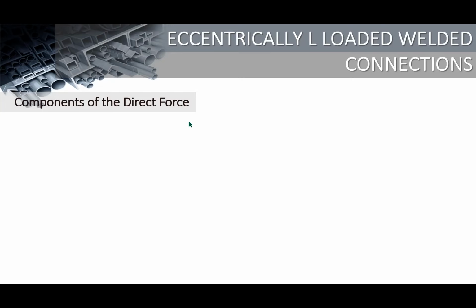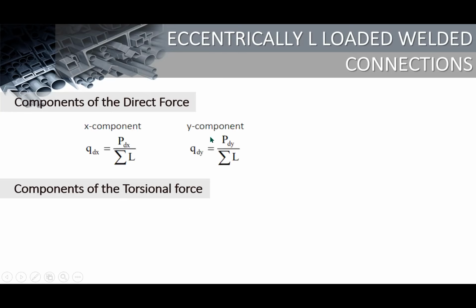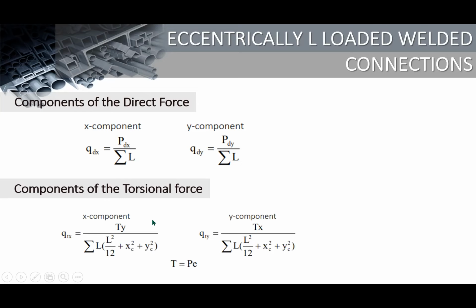Okay, so the first is the components of the direct force, or the effect of the force directly on the connection. We also have the components of the torsional force, or the moment created when we have an eccentric distance. So here, for the value of Q dx, again, this is Q, not P. In terms of force per unit length, the direct force along the x-axis divided by the summation of the length of the weld. The y component is the direct force along the y-axis divided by the summation of the length of the weld. Now for the torsional force, we have this equation. For the torsional force in x, it is the moment multiplied by y; for y, the moment divided by x.